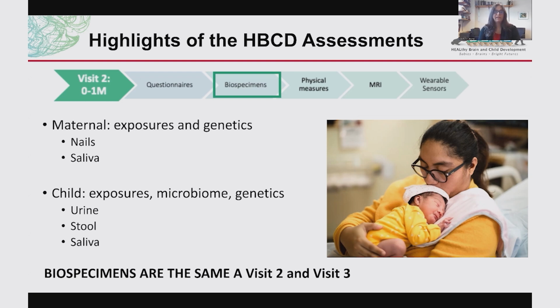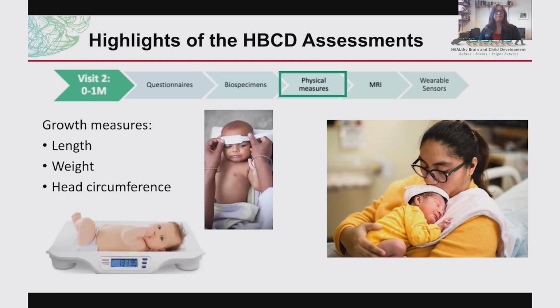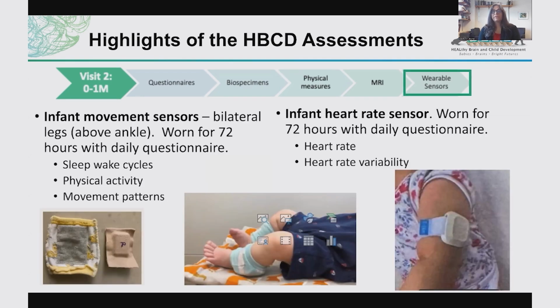At visit 2, with that baby between 0 and 1 month old, we're getting physical measures. So we're measuring the length, weight, and head circumference of the babies. And this is also the visit where we introduce wearable sensors. These are worn at visit 2, visit 3, and then throughout the rest of the study as the child ages. There are 2 different types of infant sensors we use. The first are infant movement sensors.